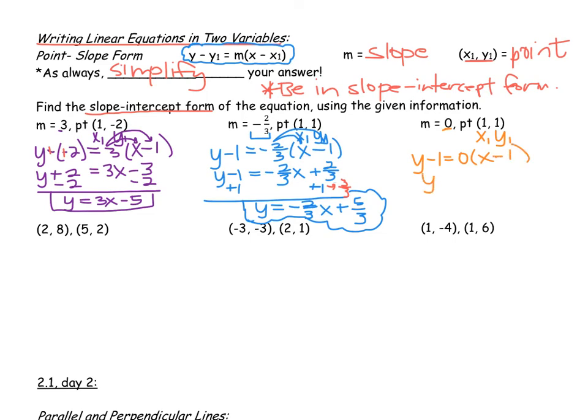Y minus 1 on the left stays the same, but 0 times anything on the right, what's 0 times anything? That's just going to be 0. So now if we get y by itself, we'll add 1 to move it over, and we would just get y equals 1. And that's, remember, a horizontal line. If the slope is 0, you'll always have a horizontal line.